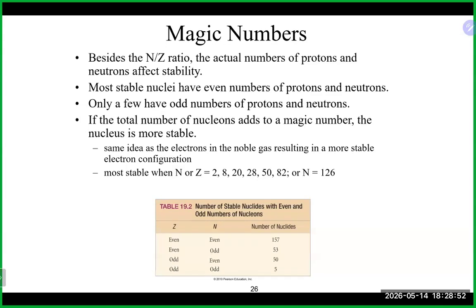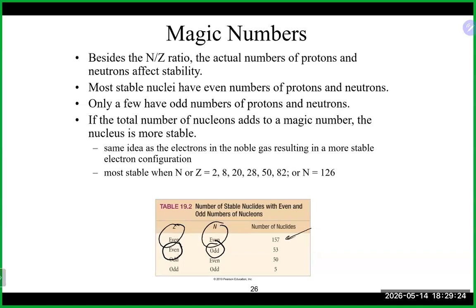Really, the best situation that you could have is if you have an even number of protons and an even number of neutrons. There are 157 stable nuclei with that situation. So the best situation is even of both protons and neutrons, probably a fairly good shot. You're going to have something that's going to be stable. The next best thing is even protons, odd neutrons. There are about 53 that are stable.